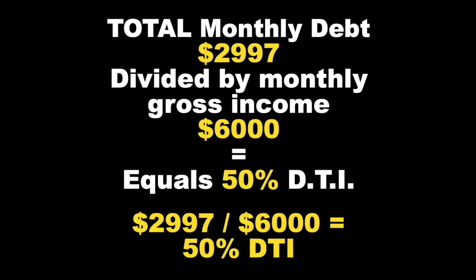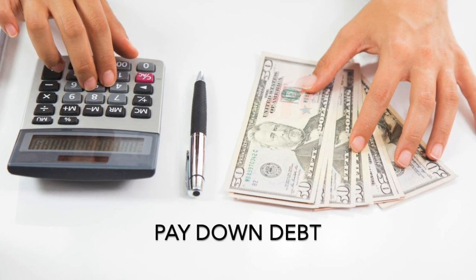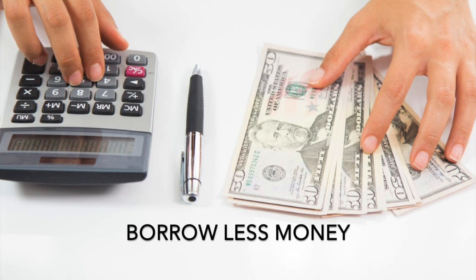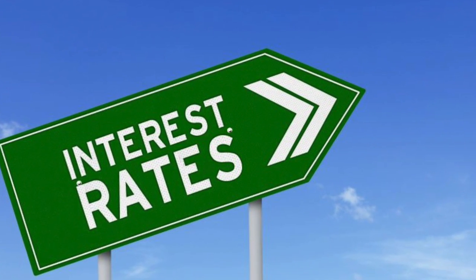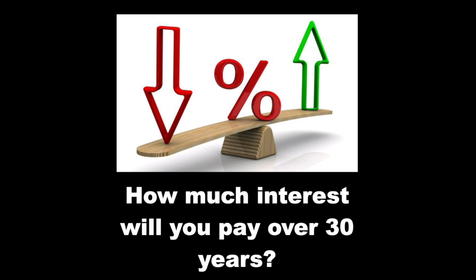If you are over 50% DTI ratio, then it's very likely you will need to pay down some of your debt to qualify for the loan or borrow less money for the house so your mortgage payment is less expensive. So as you can see, a higher interest rate may increase your monthly debt and affects how much you can borrow. An interest rate also determines how much extra money you will pay in interest over the life of the loan to the bank.